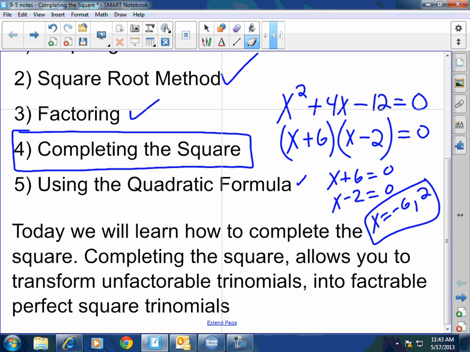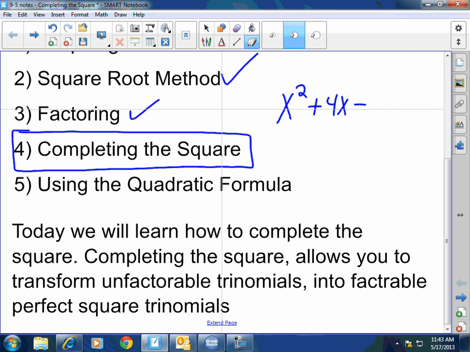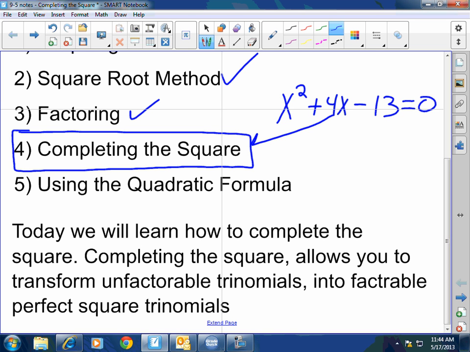Now, gentlemen, here's the problem. What happens, my friends, if I gave you this? Whoa. What times what is negative 13, but when added together, it's 4? It's impossible, right? That's where completing the square comes in. Today, I'm going to teach you how to make that a perfect square.